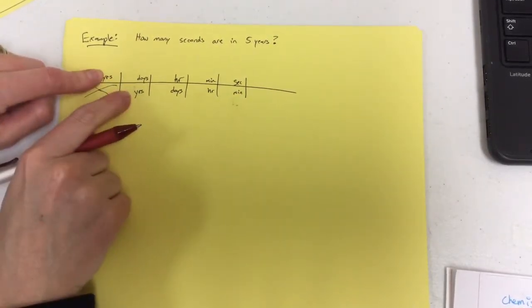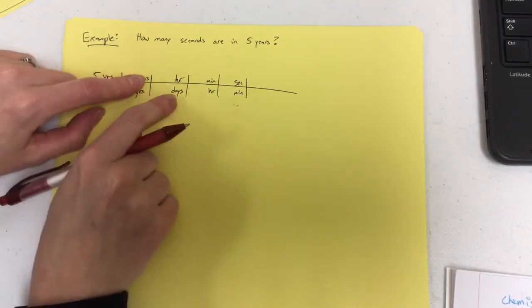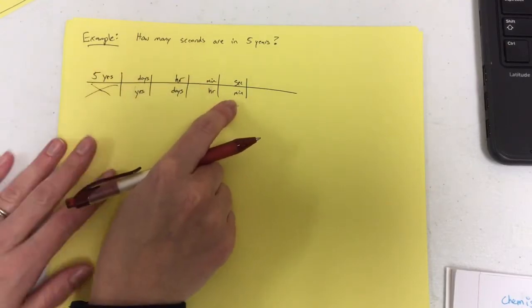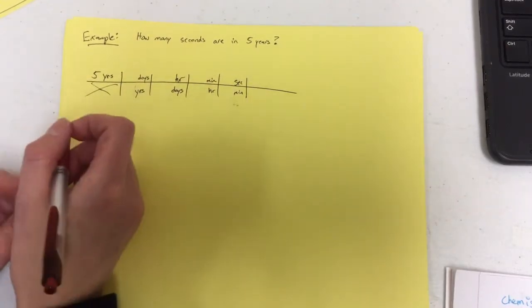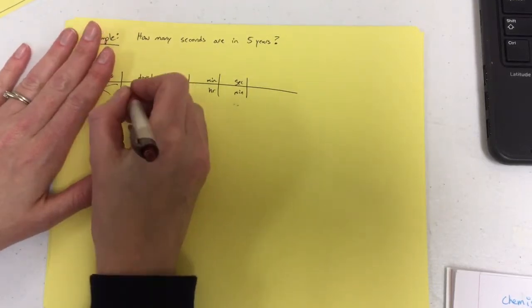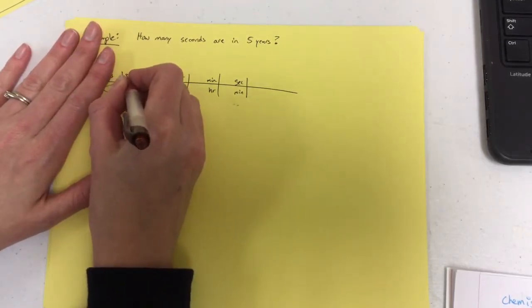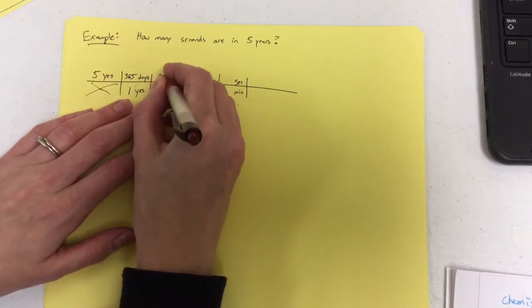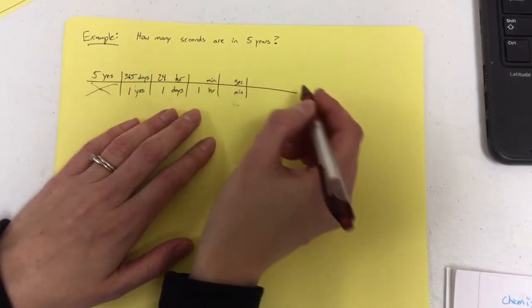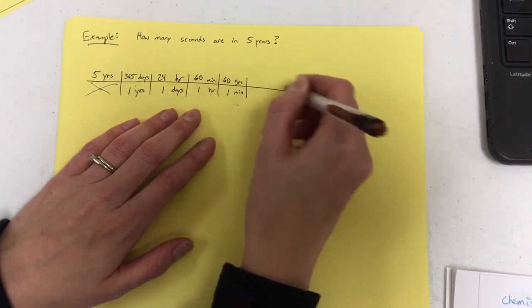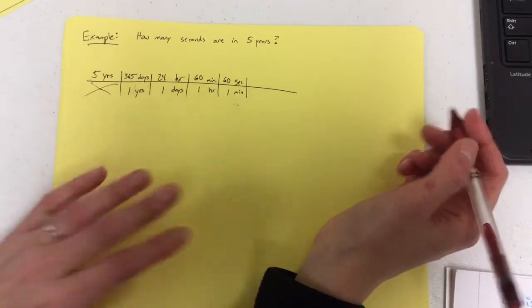I got top and bottom for years, that gets them to cancel out. Top and bottom for days, they'll cancel out. Top and bottom for hours, they'll cancel out. Top and bottom for minutes, they'll cancel out, and then I'll be left with seconds. So then I just got to put in my conversion factors. So 1 year is how many? 365 days. And 1 day is 24 hours, 1 hour is 60 minutes, and 1 minute is 60 seconds. Okay, so that's all my conversion factors there.